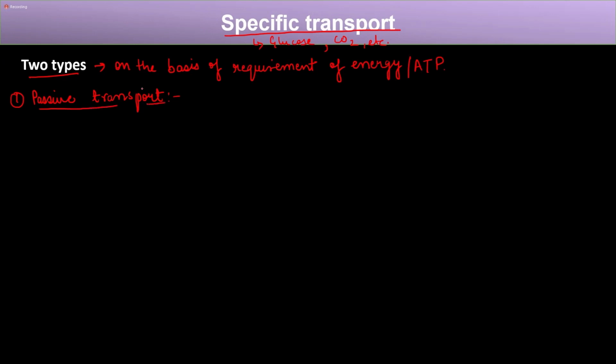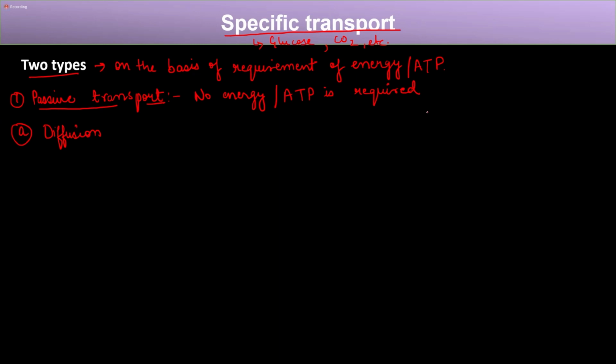Now, what is passive transport? It is a transport in which no energy or ATP is required. There are certain materials which, when transported, do not require any energy, and this type of transport is known as passive transport. Now, passive transport is of different types based on the type of material that has to be transported. The first type is diffusion.